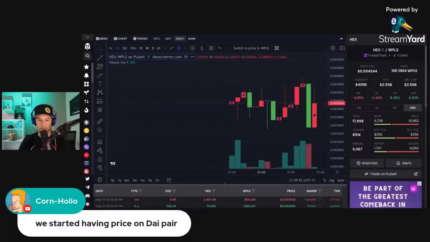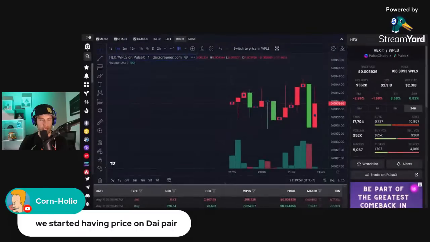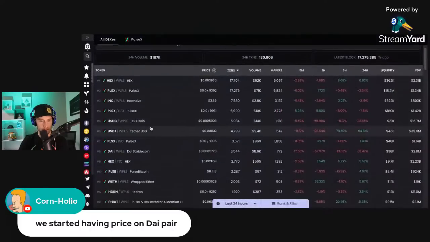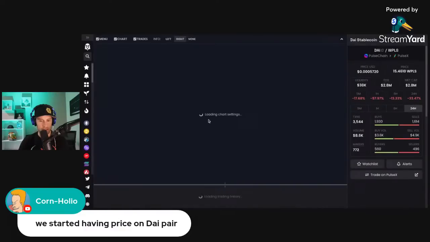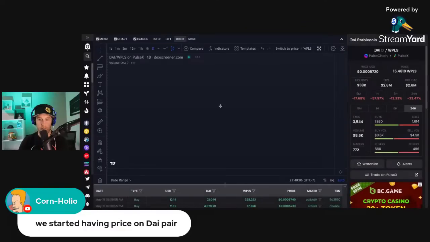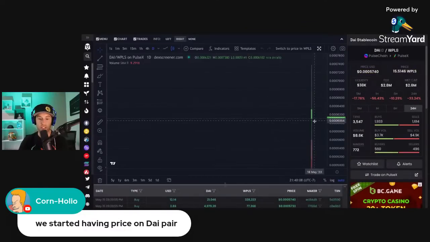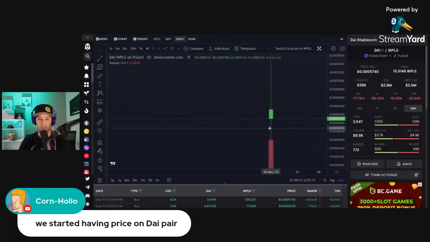All right, so I'm having a hard time finding the pairs here. Let me see if I can locate it. Let's go back one time here. DAI stablecoin. We actually got a price in DAI. Okay, look at that. We got a price. It's basically 5.76x above sacrifice. So DAI has a price officially.